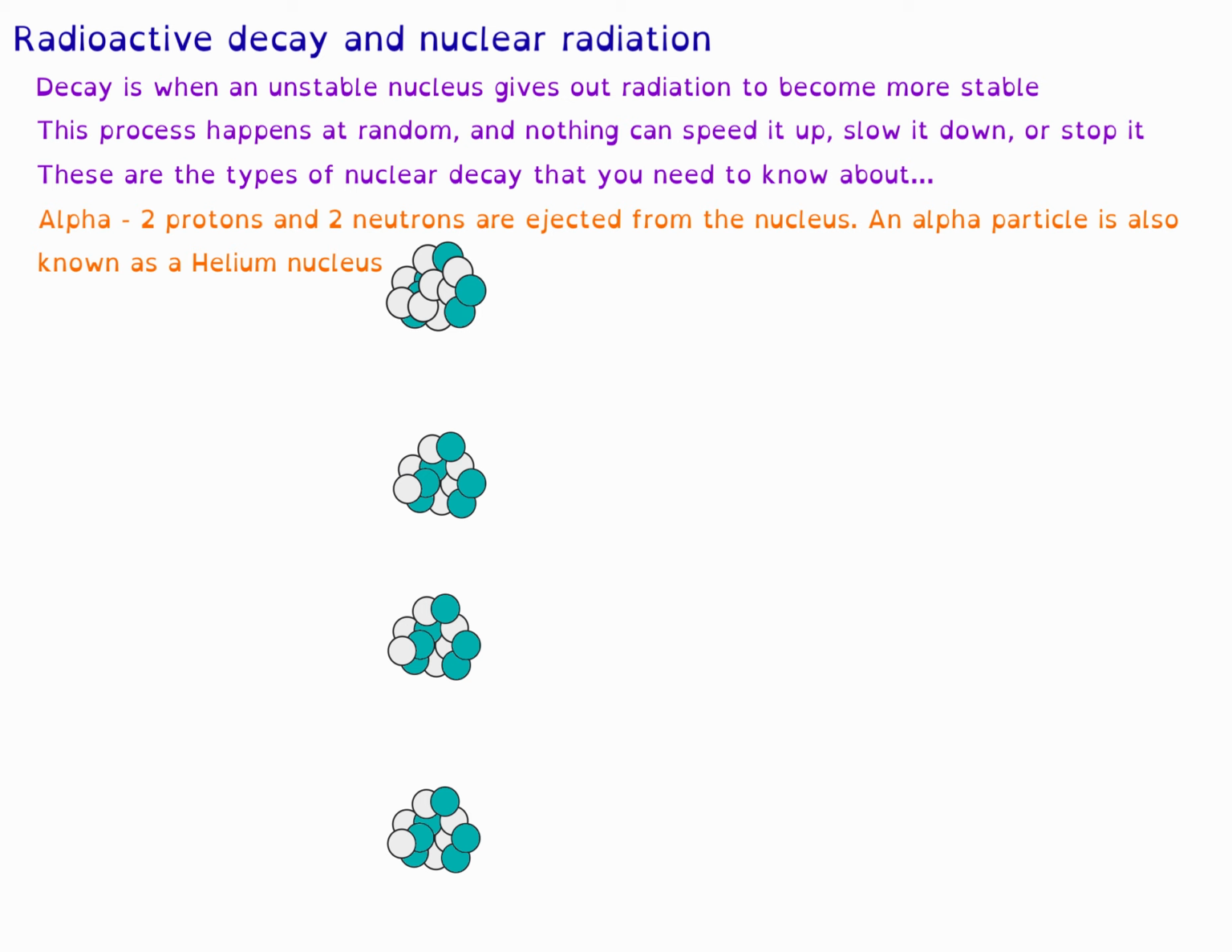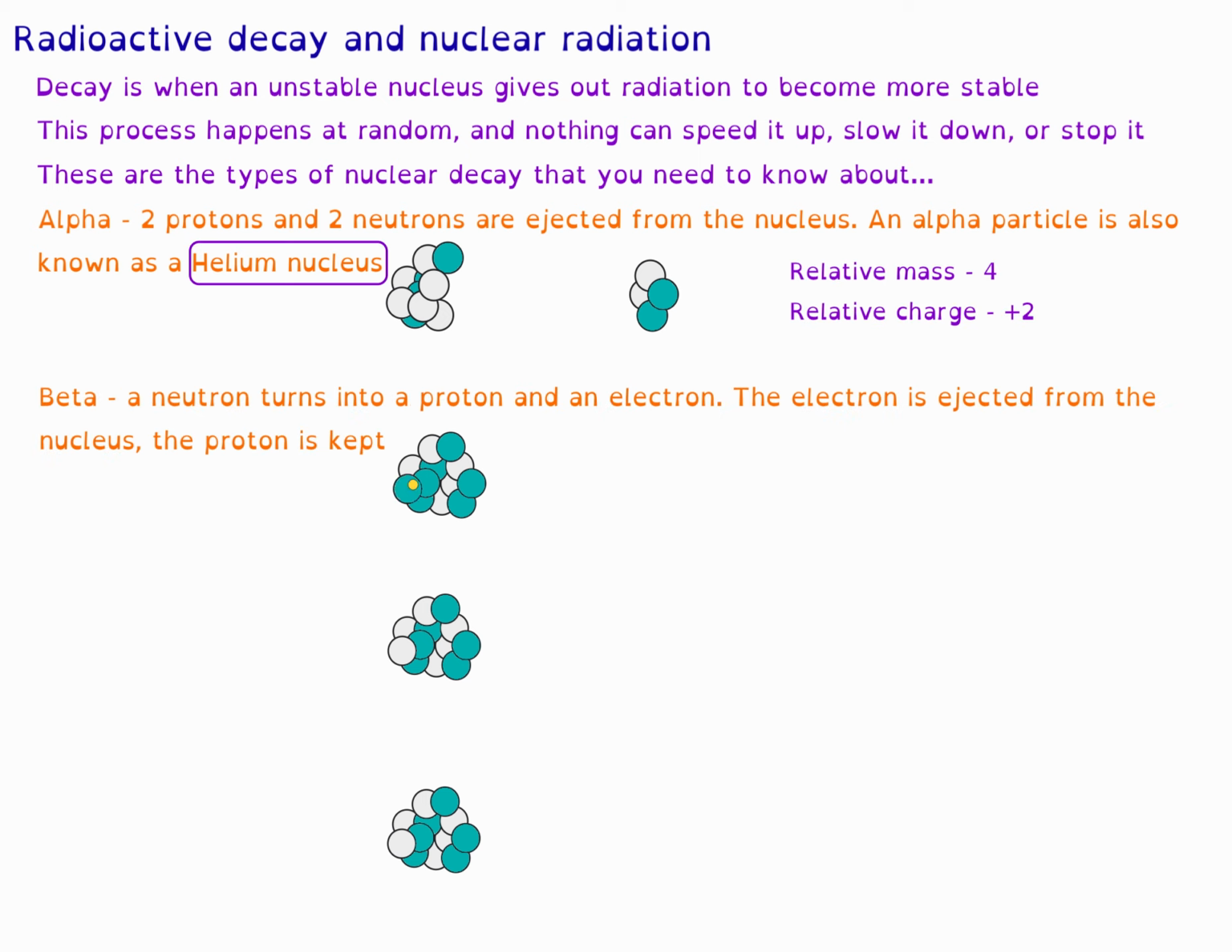Alpha decay. 2 protons and 2 neutrons are ejected from the nucleus. An alpha particle is also known as a helium nucleus. Beta decay. A neutron turns into a proton and an electron. The electron is ejected from the nucleus, and that is what a beta particle is. The proton is kept.